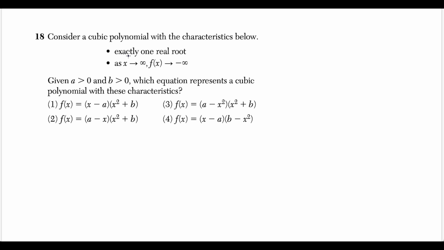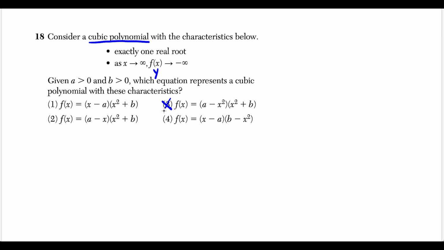Question 18, we have a cubic polynomial with these characteristics. It has one real root, and as x goes to infinity, f of x goes to -infinity. And just know f of x we could also call y. Y is going to -infinity. A and B are positive, and which equation represents a cubic polynomial with these characteristics?